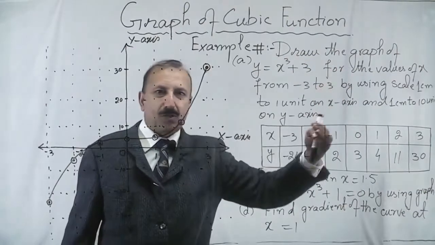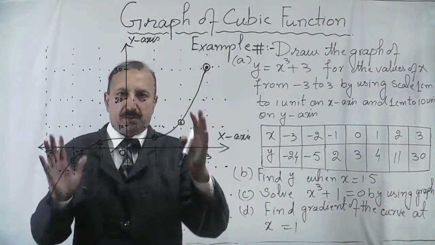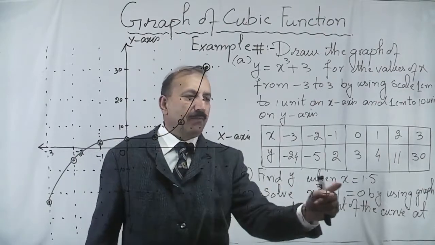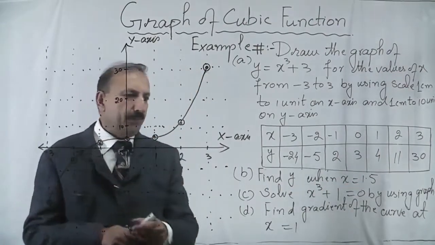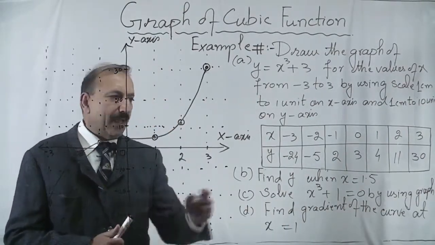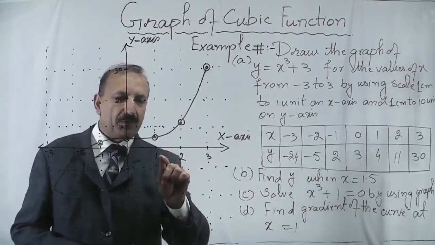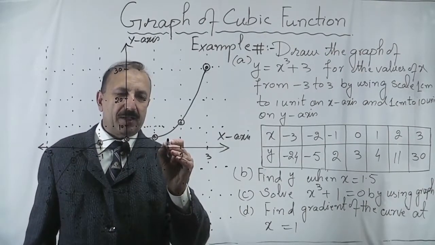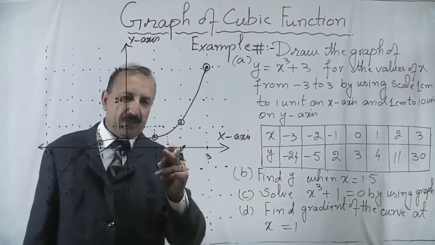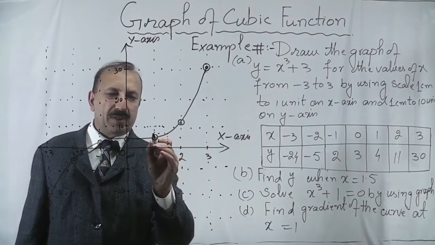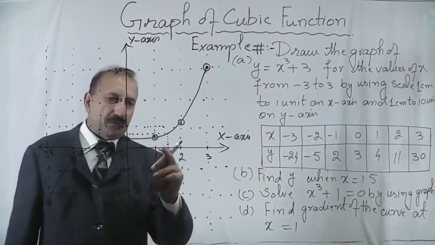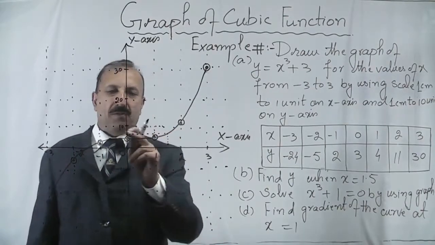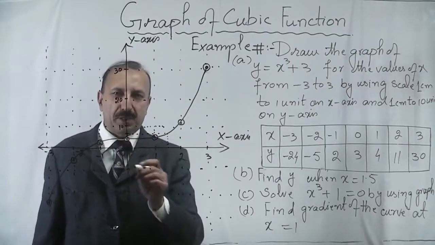Now let's come towards the rest of the parts of this question. Part A is done according to the given information. We have drawn this graph, and now let's move towards part B. We need to find the value of y when x is equal to 1.5. Here is the graph. X equal to 1.5 is in the middle between 1 and 2. From here, with a ruler, we take a dotted line towards the curve. Where this line touches the curve, from there we take a line with a ruler towards the y-axis, and this value is approximately equal to 5.